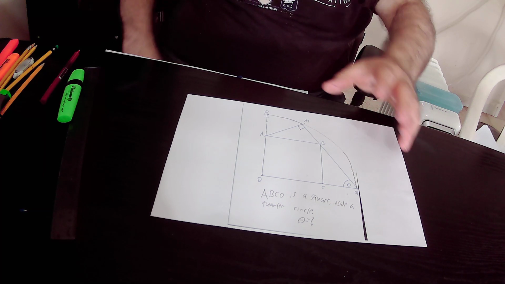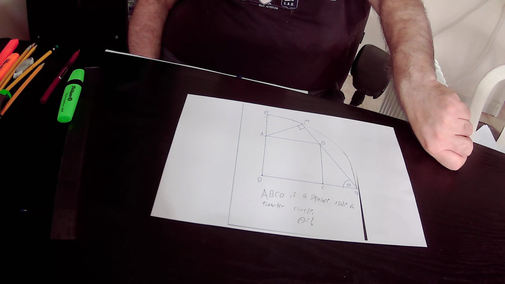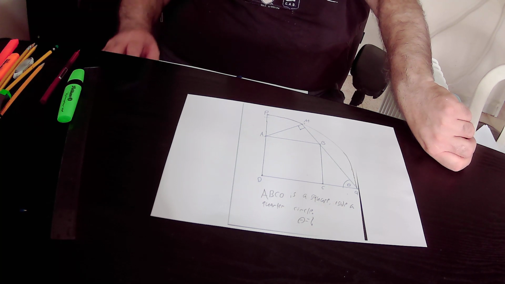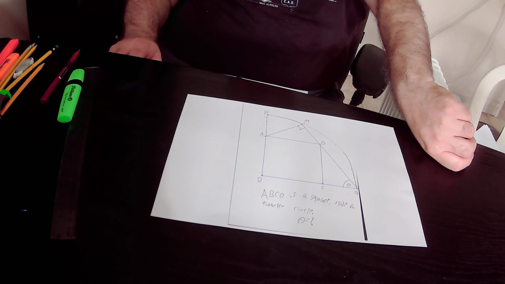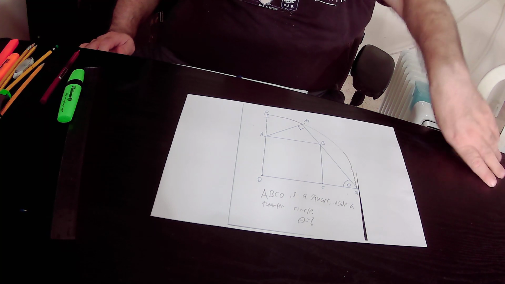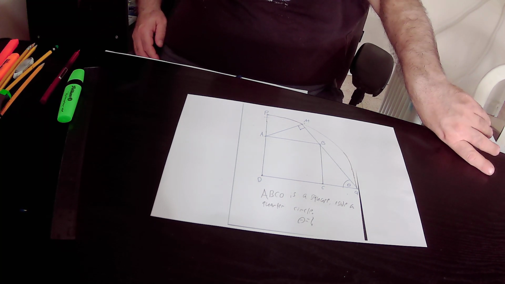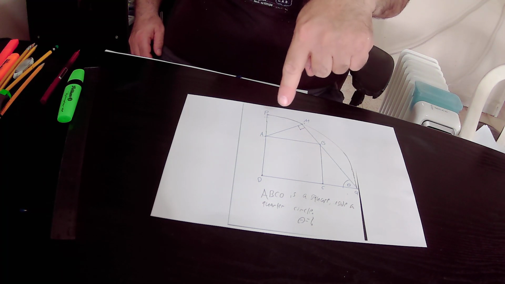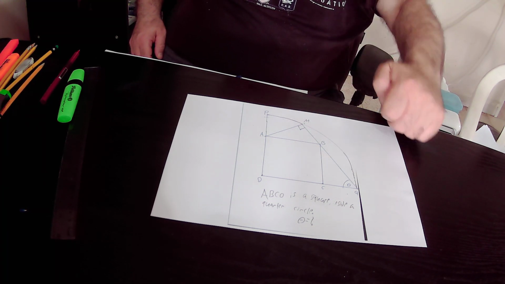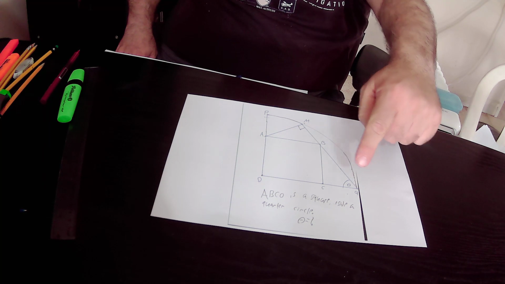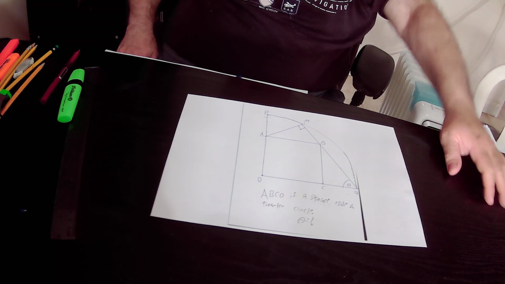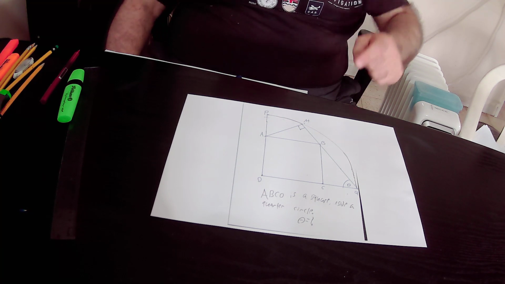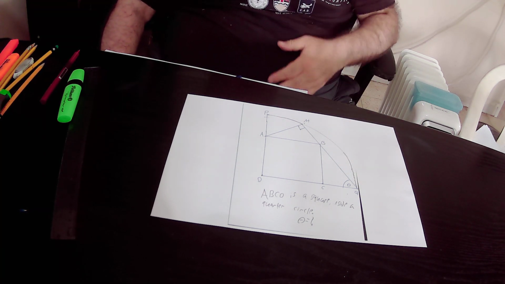So here we have a quarter circle, and inside this quarter circle we have a square ABCO, and we also know that this angle MAB is equal to 90 degrees, and also angle BQC is equal to theta, and we want to find out the size of this angle theta.